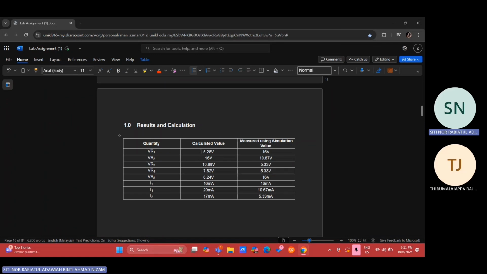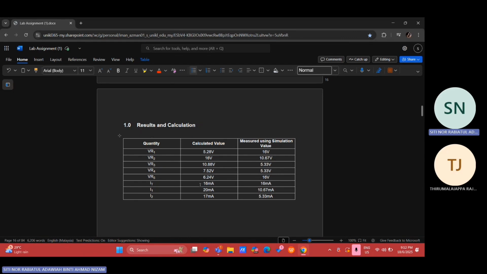For VR2, the calculated value is 16 volts, but for simulation it is 10.67 volts. And then for VR3, 10.88 volts for the calculated value, and then 5.33 volts for the simulation value. And then VR4, 7.52 volts for the calculated value, and for simulation it is 5.33 volts. And then VR5, 6.24 volts for the calculated value, and for simulation, 16 volts.